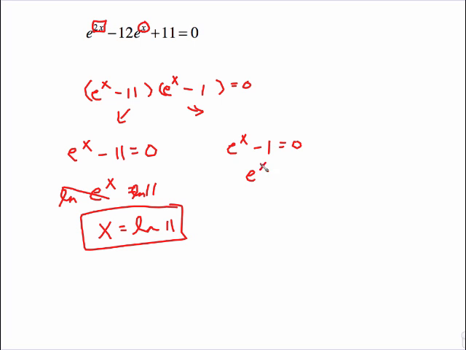This one, add 1 to both sides, we have e to the x equals 1. And you should know that x equals 0. The only power you can put on e to create 1 is 0. So there's our two solutions.